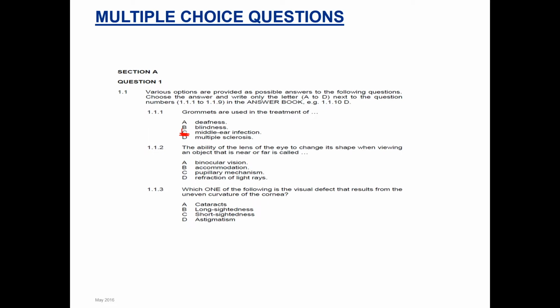Then, 1.1.2. The ability of the lens to change its shape when viewing an object that is near or far. From your different options, you can see they talk about the eye, but we know when the lens changes shape, that answer can only be B, accommodation. 1.1.3. Which of the following is the visual defect that results from an uneven curvature of the cornea? Now, immediately, uneven curvature of the cornea, we know that answer is astigmatism, and your answer is D.